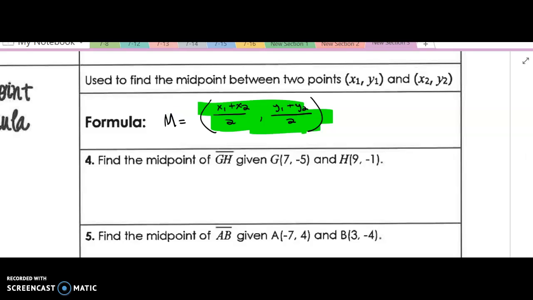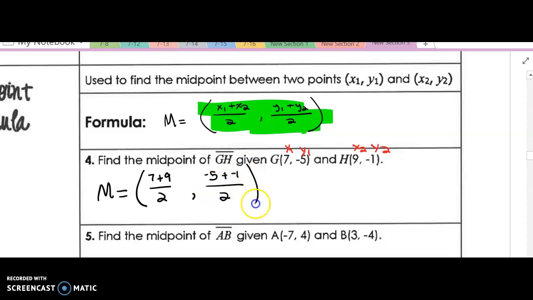So here we have: find the midpoint of GH, given G is (7, negative 5) and H is (9, negative 1). I'm going to label these points: x1, y1, x2, y2. Then I'm going to plug those in. So the midpoint is equal to, well, x1 is 7 plus x2 is 9, over 2, and then a comma, because this is a point, right? This is an ordered pair here. Then we have y1, which is negative 5, plus y2, which is negative 1, divided by 2.